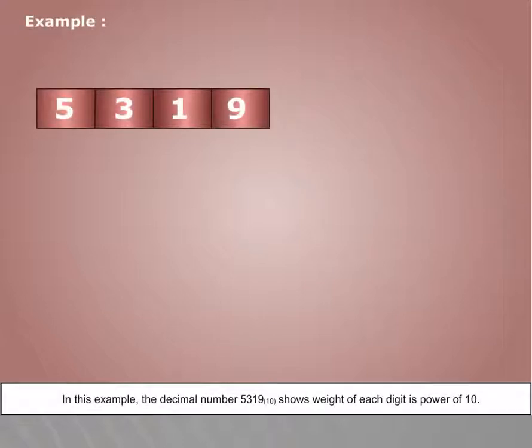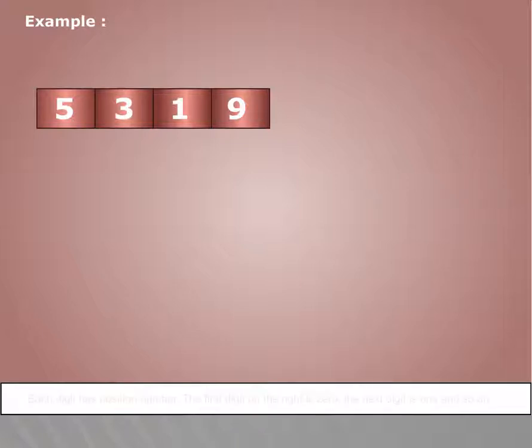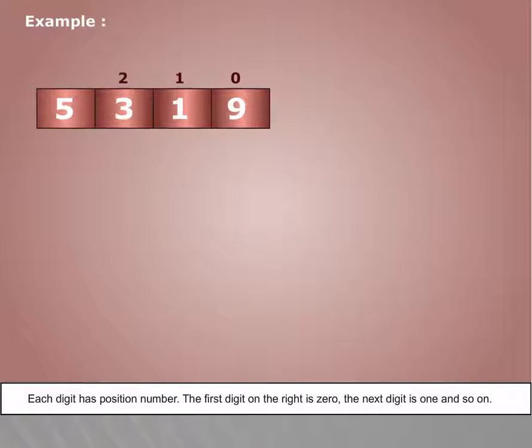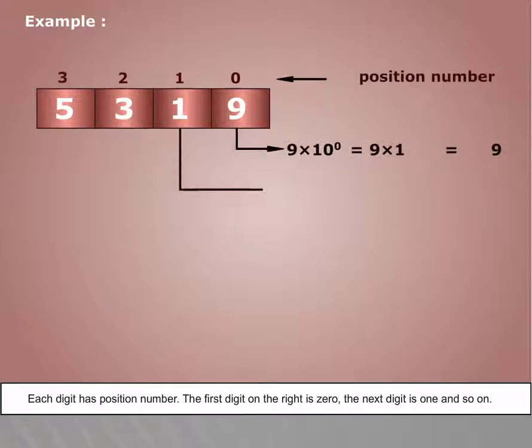Example: 5319. In this example, the decimal number 5319 base 10 shows the weight of each digit is a power of 10. Each digit has a position number. The first digit on the right is 0, the next digit is 1, and so on.